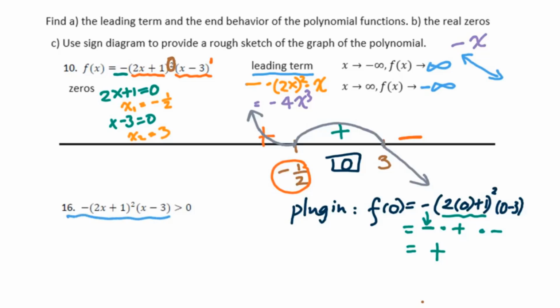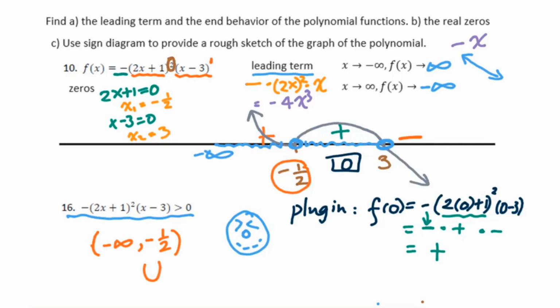Now let's go to number 16. We want to solve for greater than 0 for this polynomial. First of all, we decide this is a happy face, greater than, so open circle and a dotted line. This is a number line, so open circle here, open circle here. Since we're looking for positive, it's this interval and also this interval. This part is negative infinity. Therefore, we can write the solution from negative infinity to negative 1/2, open parentheses, union with negative 1/2 to 3, open parentheses. That's the solution to 16.